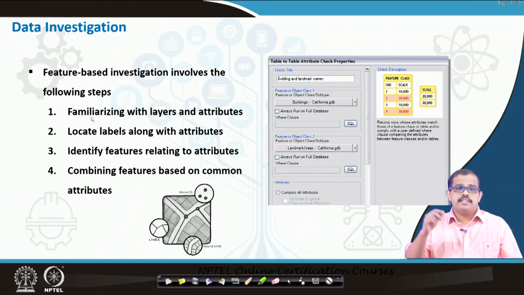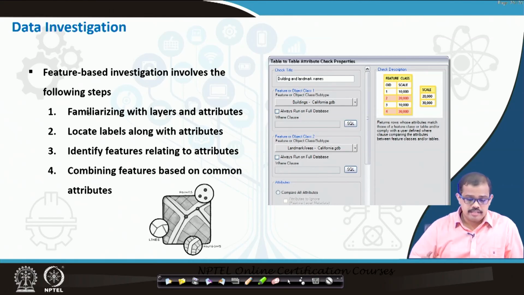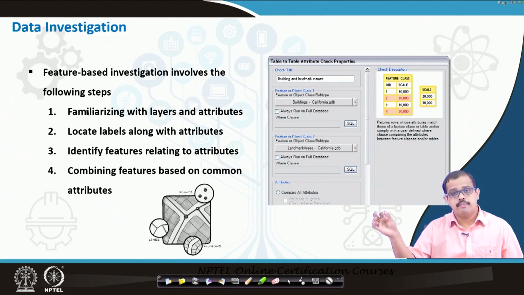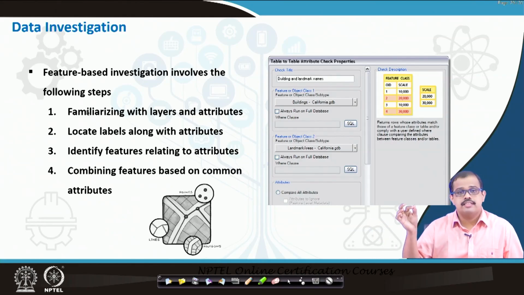And when we look at feature based investigation, the first thing is, what are the different layers you have? Look at the layers and their attributes. Every layer, every attribute may not be useful to you. So what are the different layers and attributes that are present, what do they indicate, what is the format, and what kind of information does it give? These are the things you should be familiar with.